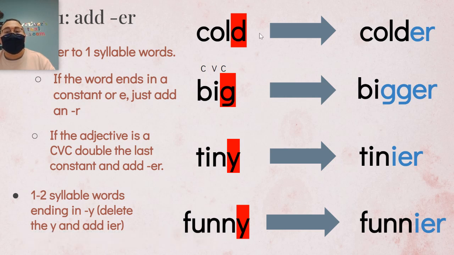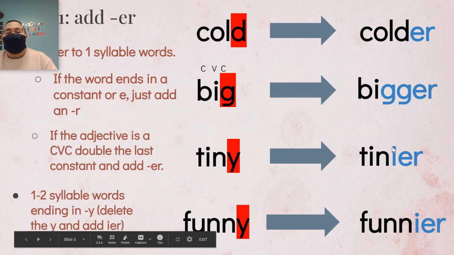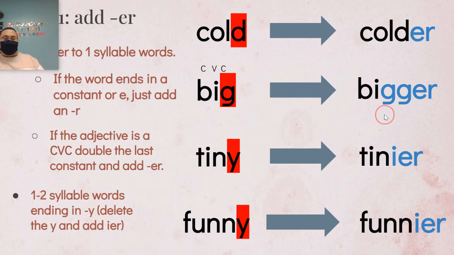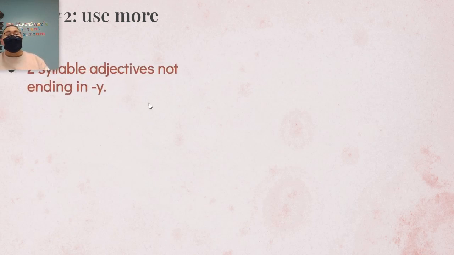1 syllable words, add ER. If I have to double my consonant, I double it, add ER. My Y's, I delete the Y and add IER. Now, when I have rule number 2, how do I just use the word more? If I have a 2 syllable adjective not ending in Y, I just add more.